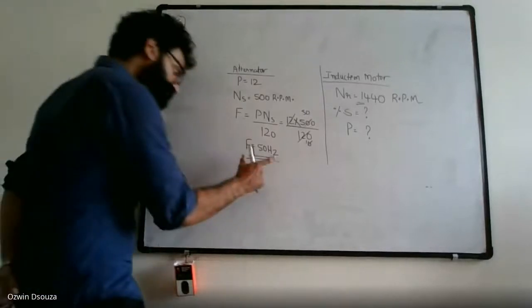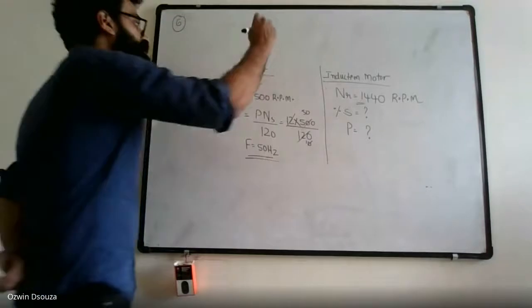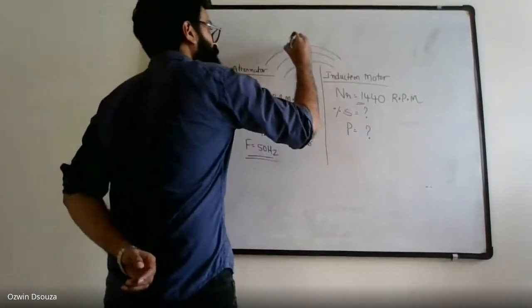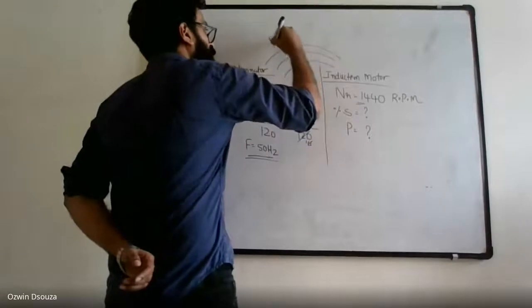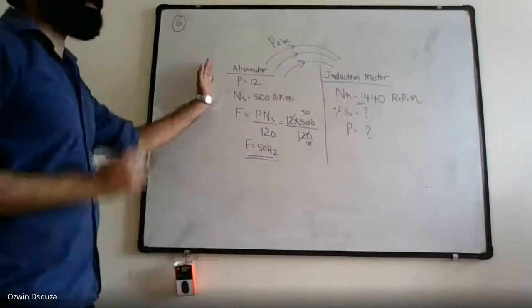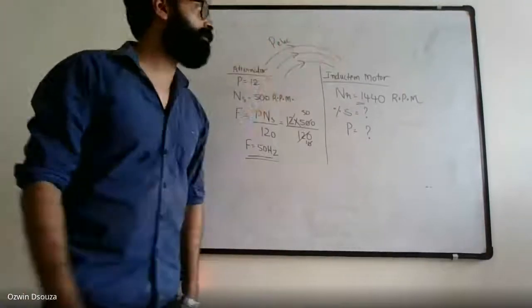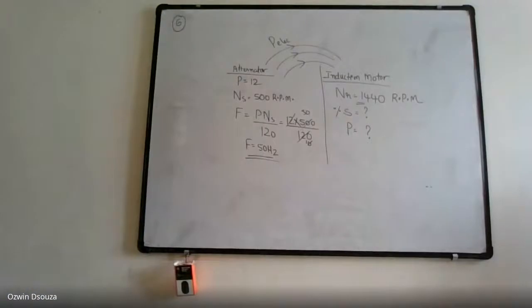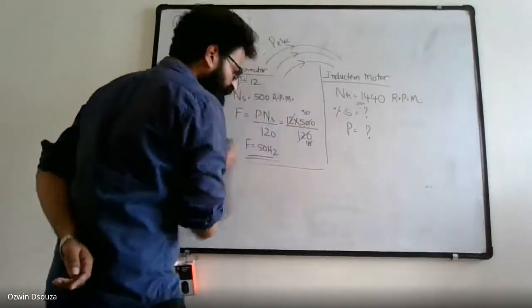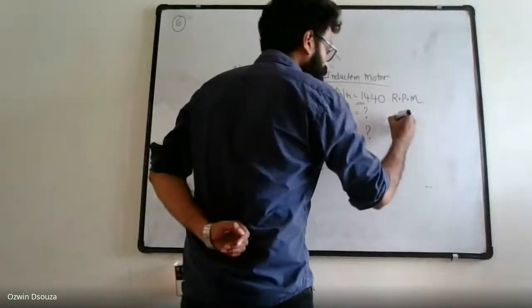So the same frequency is given to the induction motor. That's because your alternator supplies electrical power, P electrical. The alternator is a voltage producing machine. It supplies electricity to the induction motor. Now you need to find out slip and number of poles. Okay, fine. Now how will you find out slip?